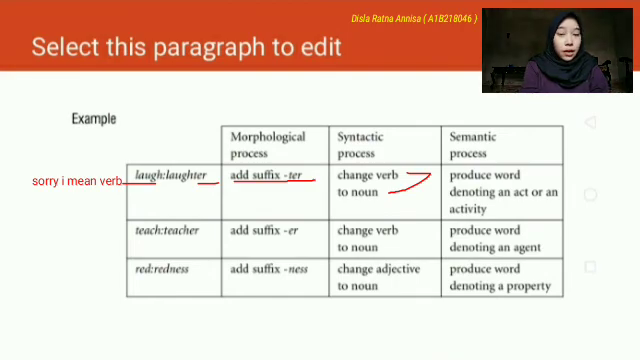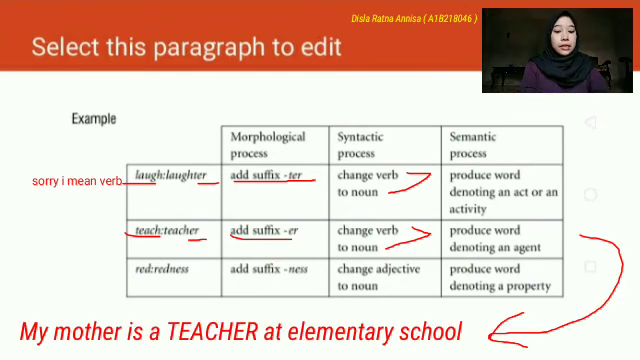And then the second one is the example of the word teach. Teach plus er. So the suffix er in teacher is a morphological process, and then teach is a verb, and teacher becomes a noun, which is syntactic process. And then semantic process is like my mother is a teacher at elementary school.